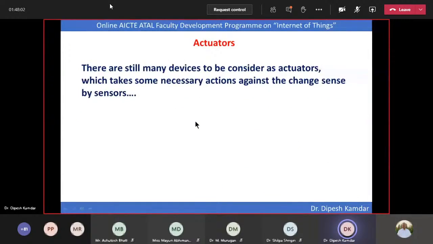There may be many other actuating devices you can use along with this, but due to the time constraint, I have not added all the devices here. I just kept to those which are mostly used as actuators.